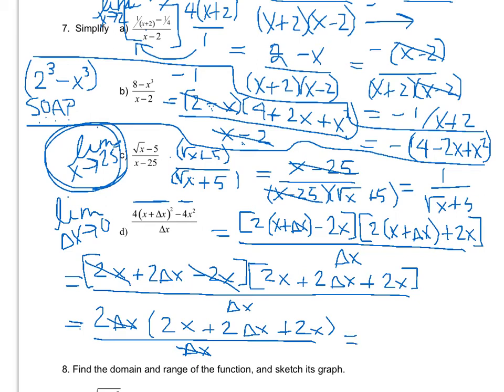So now our final, and I'm going to turn these guys into 4x to make my life a little easier. So I have 2 times 2 delta x is 4 delta x. 2 times 4x is 8x. And now if you were doing the limit as delta x approaches 0, your answer would be 8x.